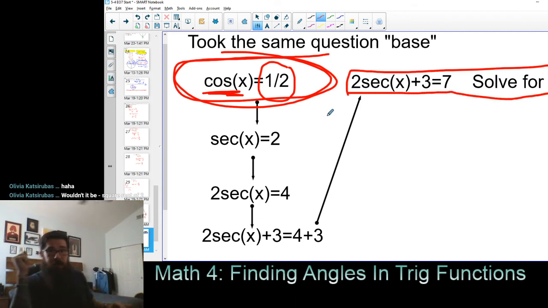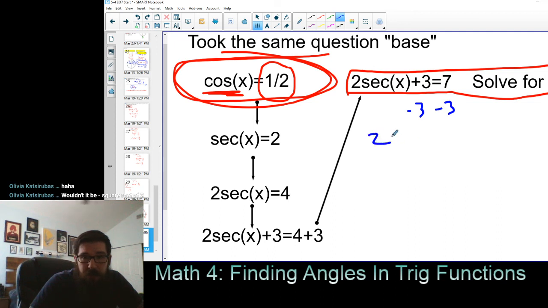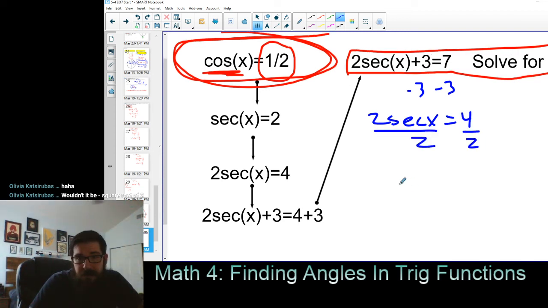But if you came across one of the questions on your quiz on Friday and it said, solve for x, what would you do? We're going to do the same thing we've been doing all along. I'm going to isolate the trig, so I'm going to subtract a 3 from both sides, which gives me 2 secant of x equals 4. I'm going to divide both sides by 2, which gives me secant of x is 2.